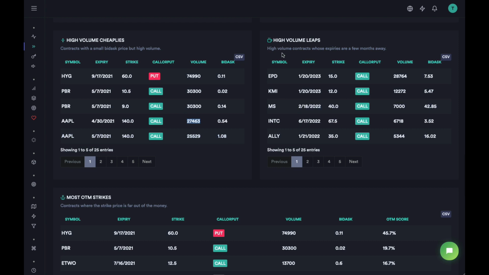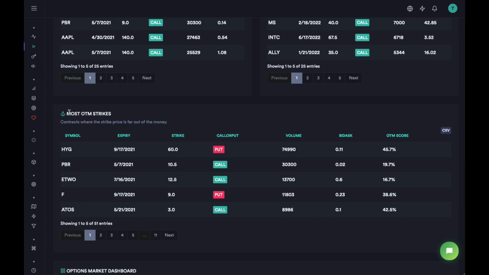So similarly, if you are interested in long-term contracts, then this widget shows you long-term and very high volume contracts. You can see for an EPD, we have a 2023 contract, and that had a really high volume today of about 28k. Then we have the most OTM strikes, most out of the money strikes. These are again strikes that are far out of the money, where the strike price is far off from the stock price, but the volume is really high.